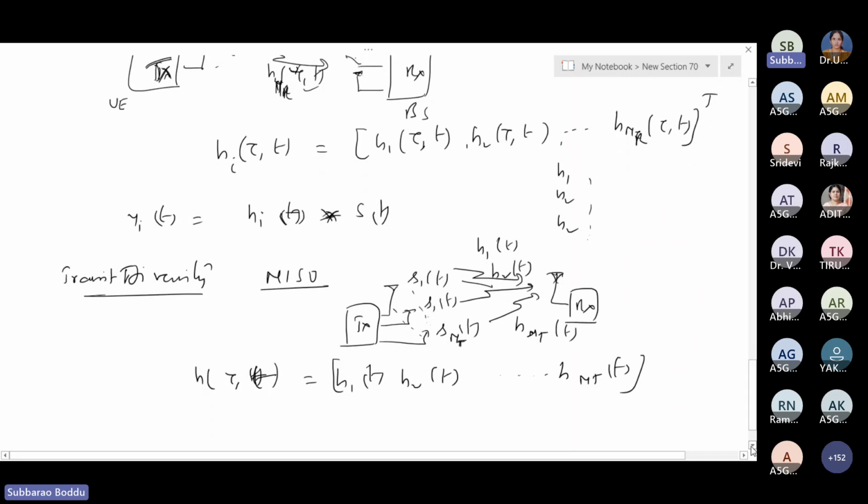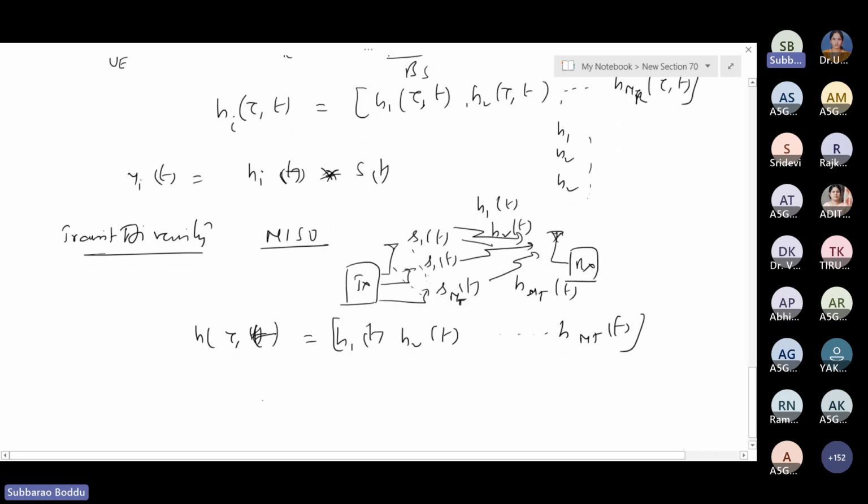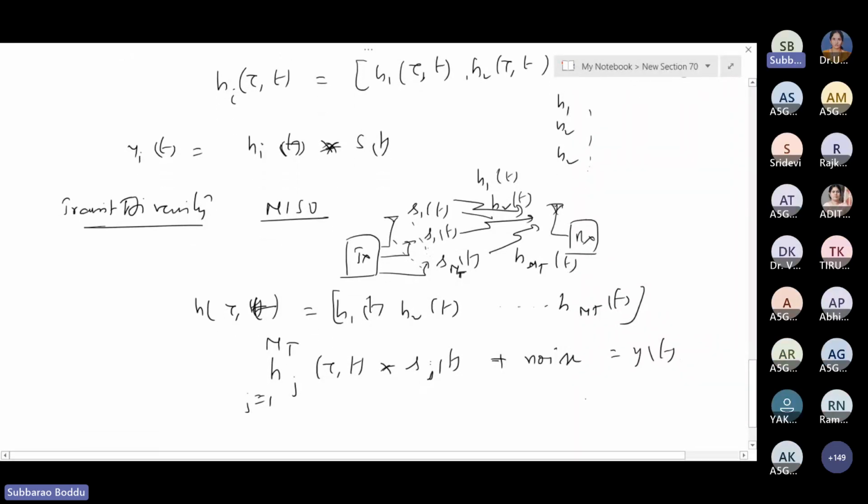Now here also there is a convolution with the transmitted signal. You can write hj of tau comma t convolved with sj of t, because we are launching different copies through different antennas sj of t, where j takes values from 1 to MT, the number of transmit antennas. This is a convolution, plus of course the noise. This is equal to your y of t, your received signal.